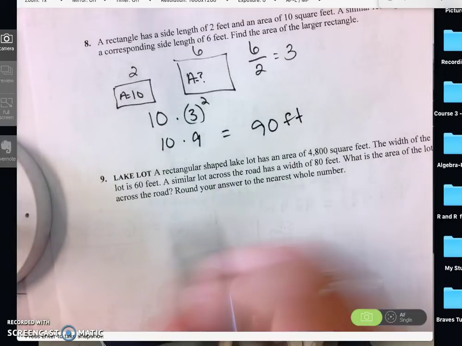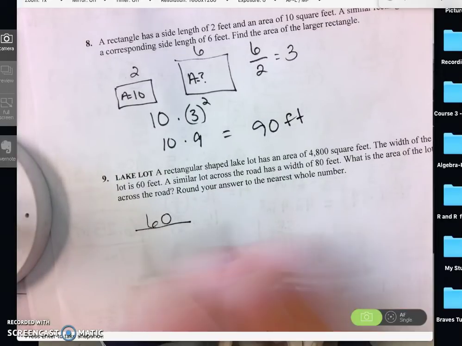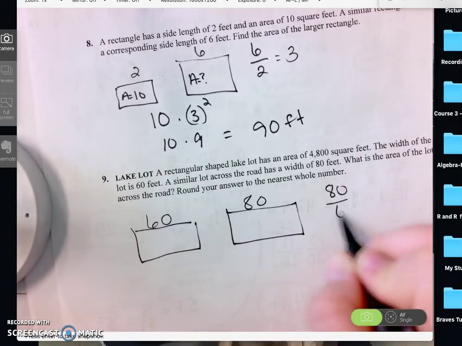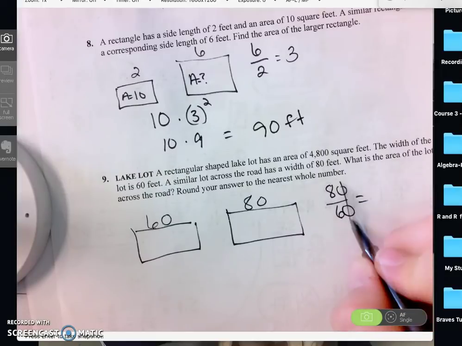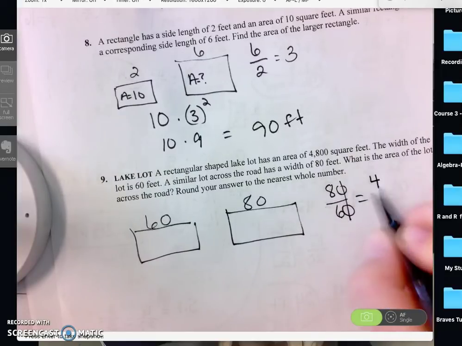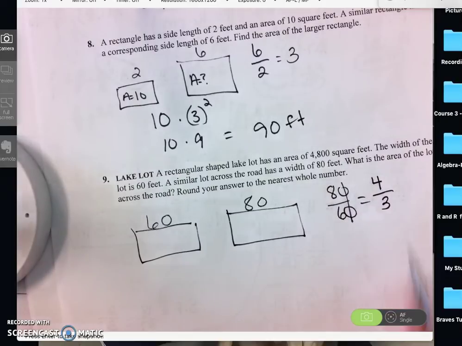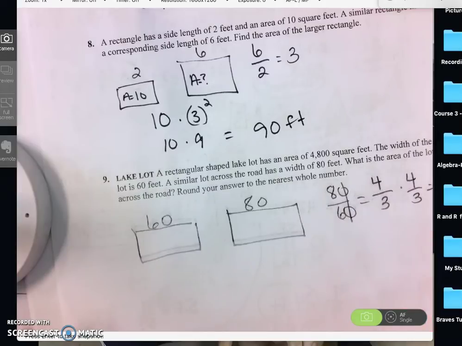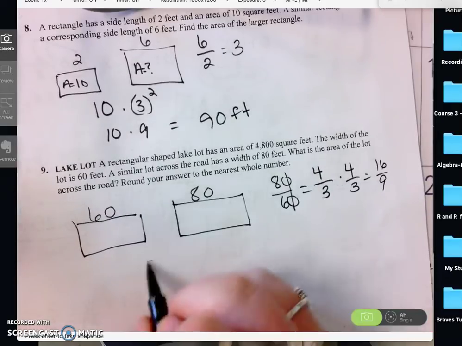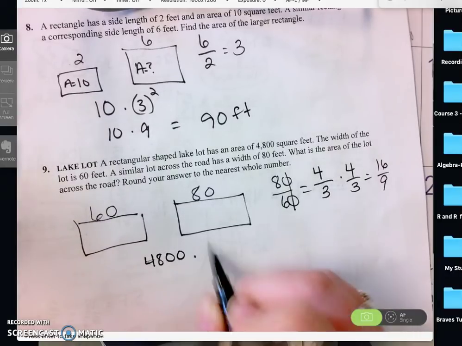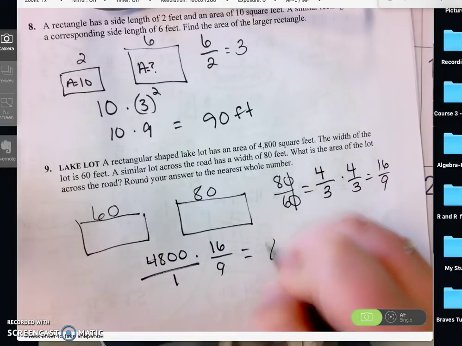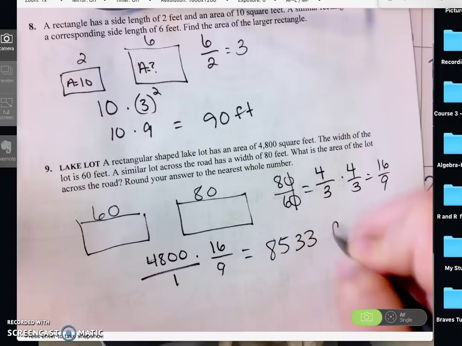And then one more, but just a little bigger numbers. So we have 60 to 80, so 80 over 60, which reduces down, take the zeros off. 8 and 6 can both be divided by 2, so 4/3. Scale factor, 4/3 times 4/3 is equal to 16/9. And then I would do that 4,800 multiplied by 16/9. It's big numbers, but in the end it's 8,533 feet squared.